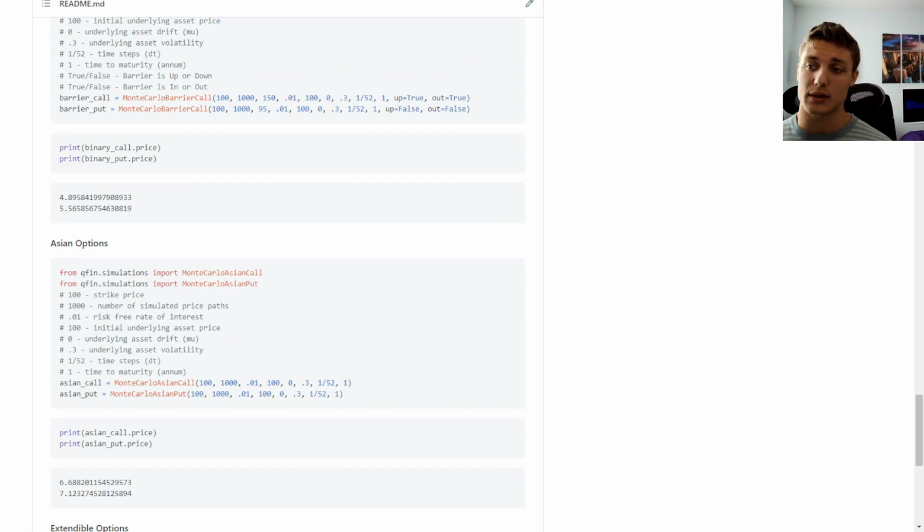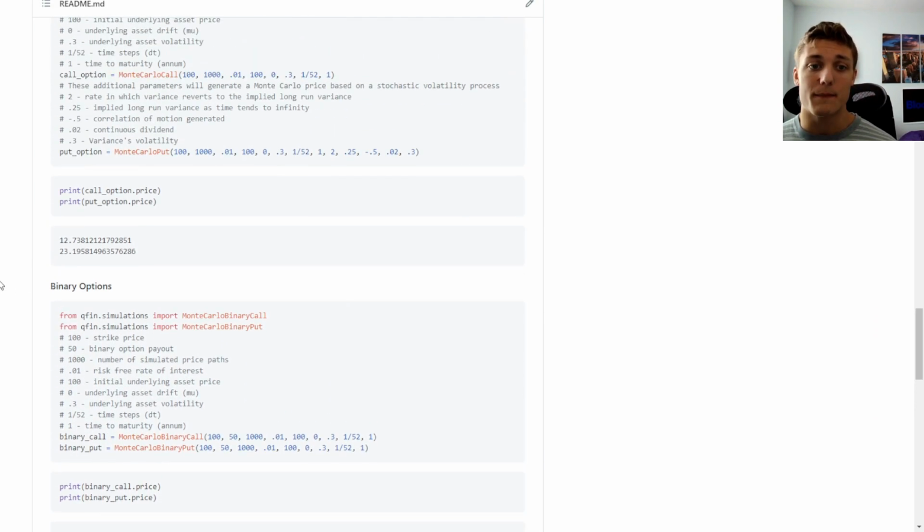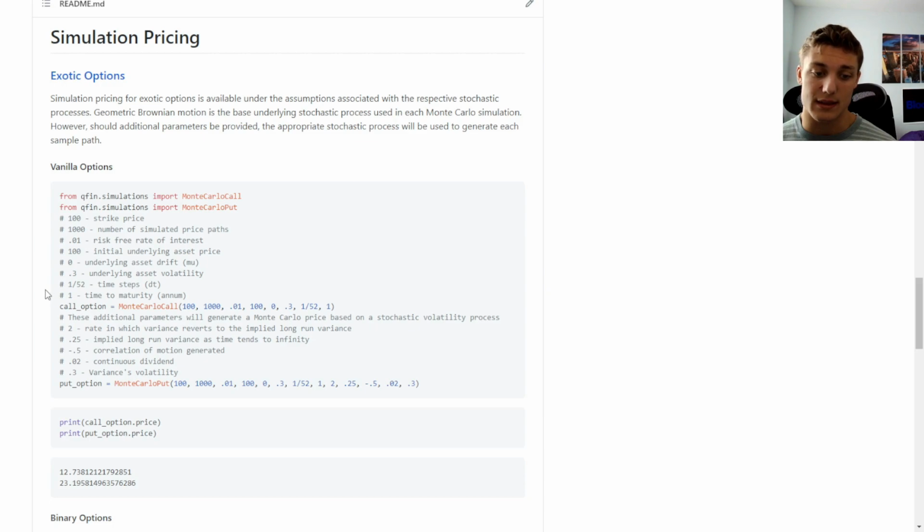This next release, though, is going to be more oriented towards natural language processing and alpha research, as I mentioned earlier. But it's very straightforward to price these options. All you have to do is import the appropriate option, and then provide parameters based on the underlying stochastic process that you'd like to use to model the price. What I mean by that is if I only provide geometric Brownian motion parameters, then the Monte Carlo is automatically going to use that as the stochastic process that drives the price. If I provide more parameters beyond geometric Brownian motion, that is the Heston model parameters, then it's going to use that as the underlying stochastic process to drive the price.